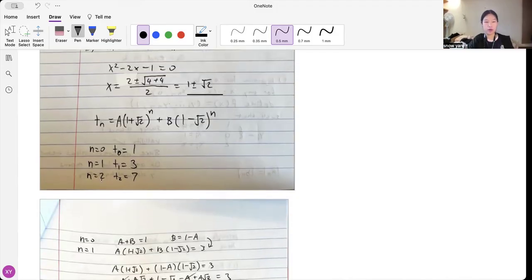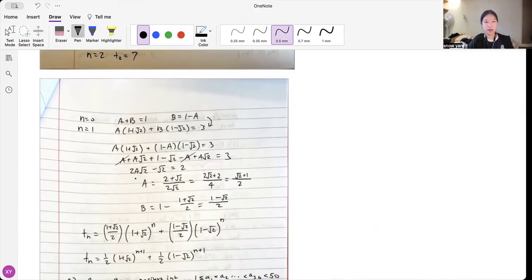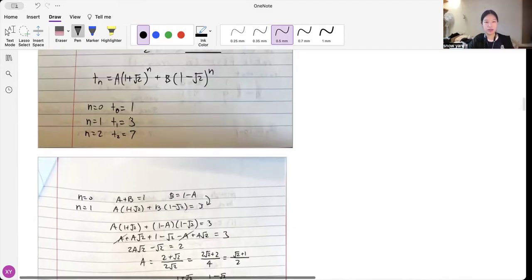And I know that based on what I know, for n equal to 0, t0 equals 1, t1 is equal to 3, t2 is equal to 7. This is just basically listing it out. I kind of know these already by hand. So then I just substitute these equations in the boundary cases.